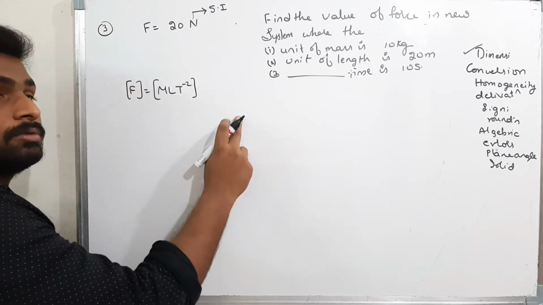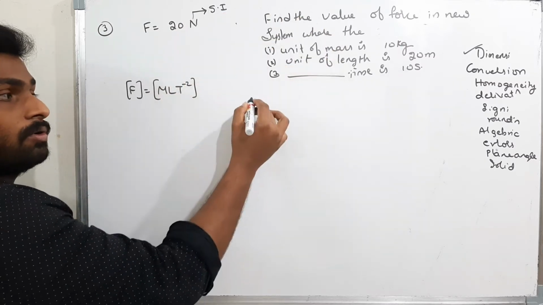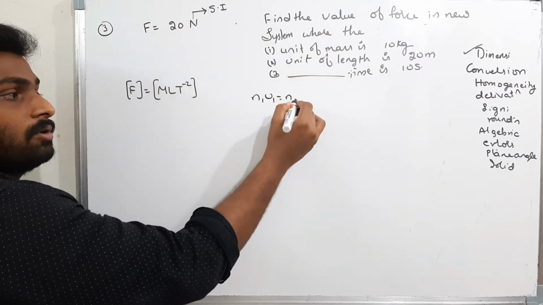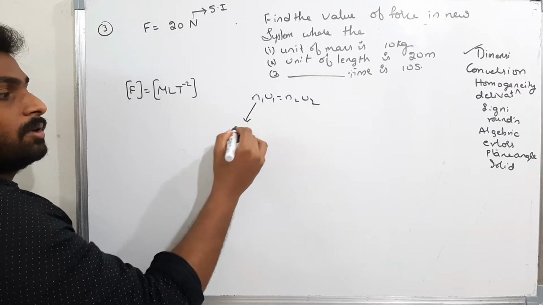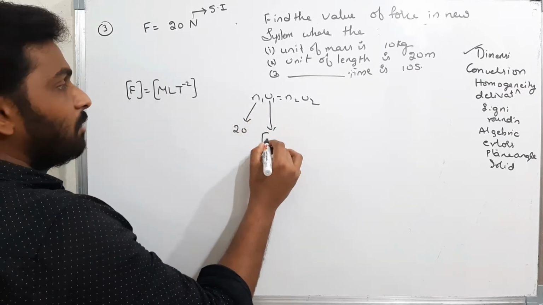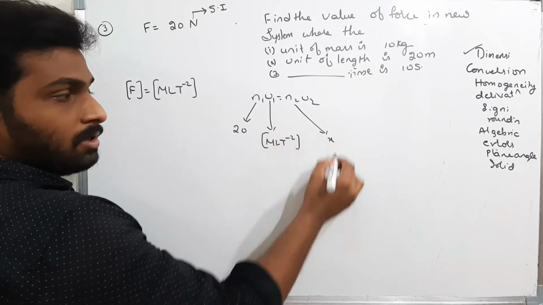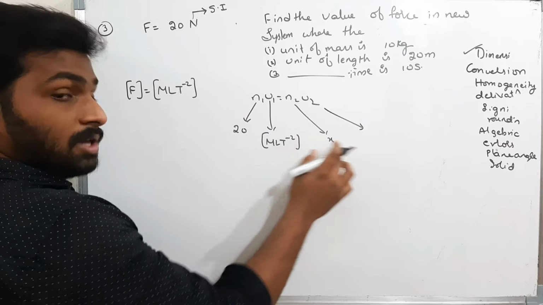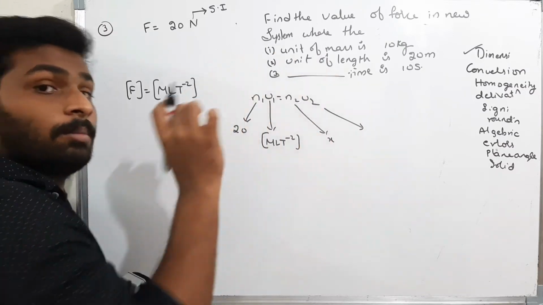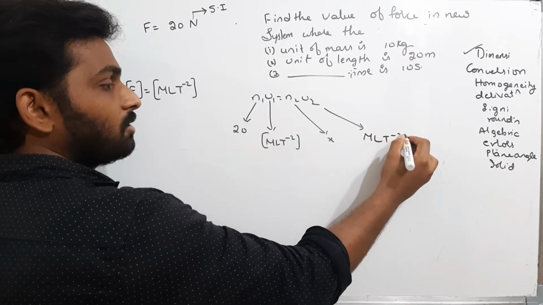Okay, now what do I have to do? Conversion. I have to convert the unit from the SI system to a new system. Therefore, N1 U1 must be equal to N2 U2, where N1 is 20. What is U1? U1 is nothing but the dimension, M L T power minus 2. What is N2? N2 I don't know, x. What is U2? U2 also has the same dimension. It may be any system, but the dimension will be the same. Therefore, M L T power minus 2.